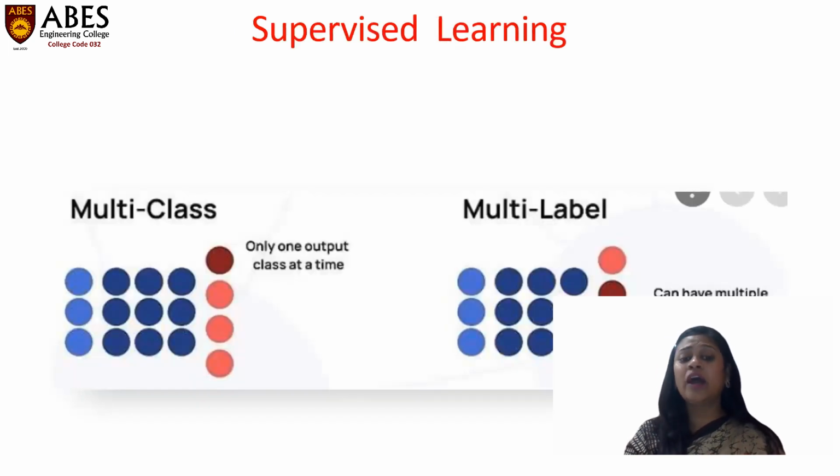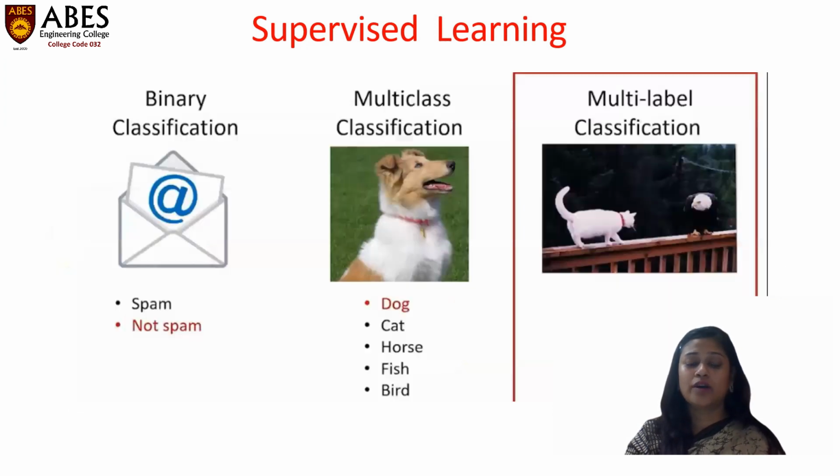So I talk about the multi-class. Binary one is very easy: belongs to the cat or not, 0 or 1. But in multi-class, we can have only one output class at a time. And in multi-label, we have multiple label classes at a time. What is that? Let's look at the example.